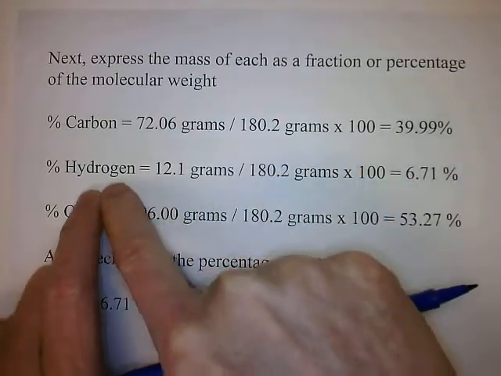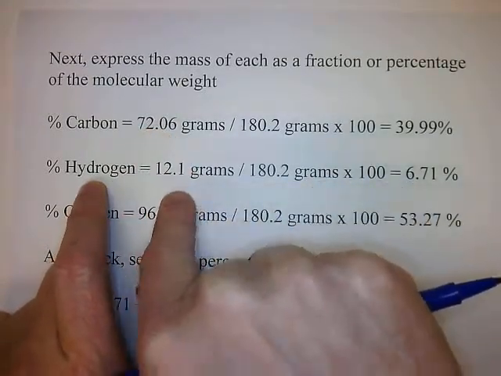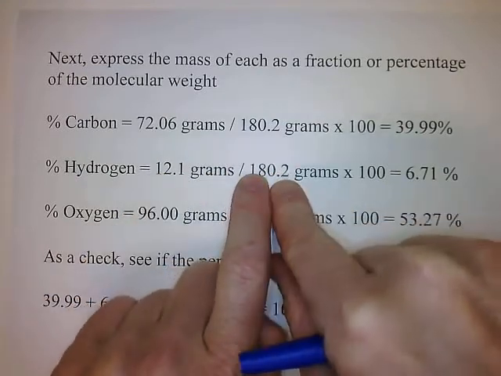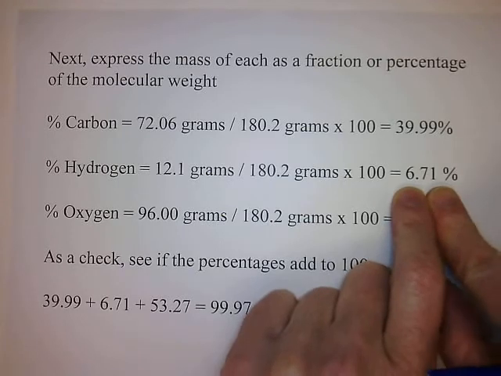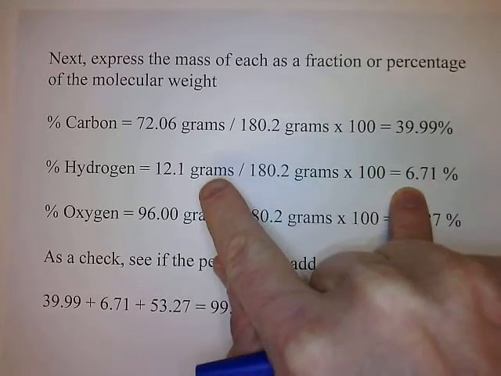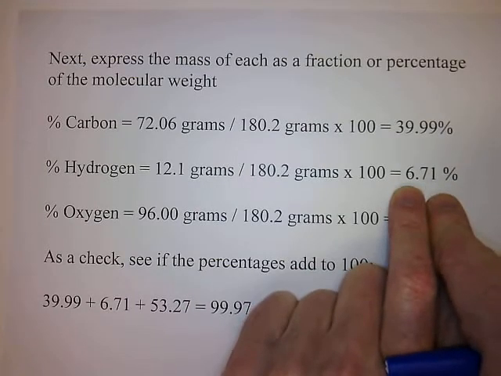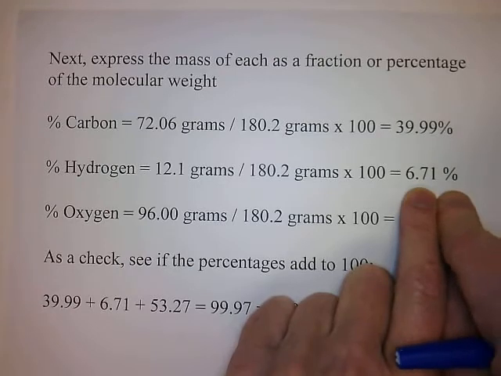Okay, what percentage of our mass is hydrogen? Right, we had 12 times 1.01, which was 12.1. You divide that by 180, and you come out to be 6.71%. So even though you have 12 hydrogens and only 6 carbons, mass percent wise, hydrogen is much lower because hydrogen is so light.